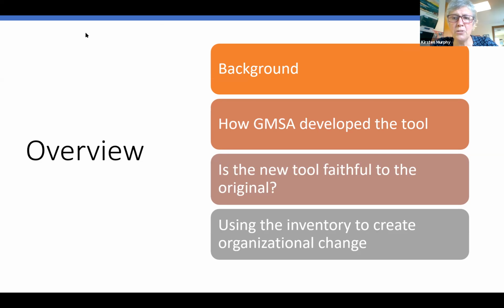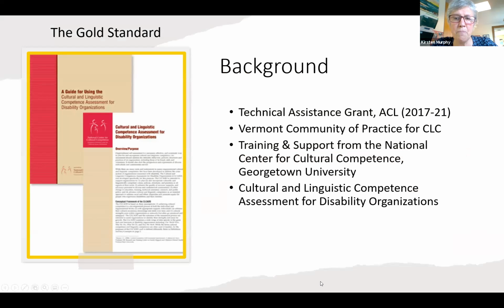So if we could just go to the next slide. I'm going to do a little bit of background here. Back in 2017, a number of states received technical assistance grants from ACL. These were 5-year grants. They didn't come with money, but they came with a lot of wonderful technical assistance from the National Center for Cultural Competence at Georgetown. Every year we were able to get some really high quality training from Georgetown.